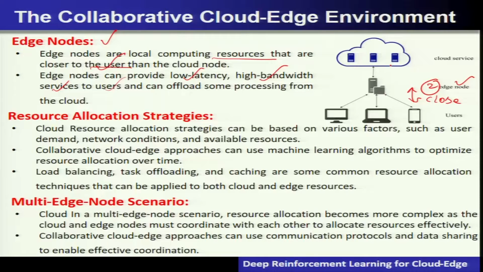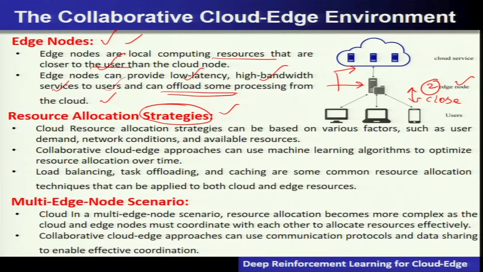So instead of doing this kind of computing at the cloud, it can be done at the edge. Therefore it can offload this computing or processing from the cloud to the edge. So that is about the edge nodes. Now coming to the resource allocation strategy, whether the resources come from the edge node or from the cloud node requires a resource allocation strategy.